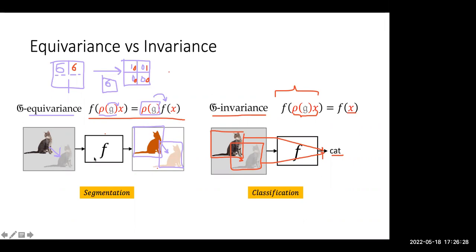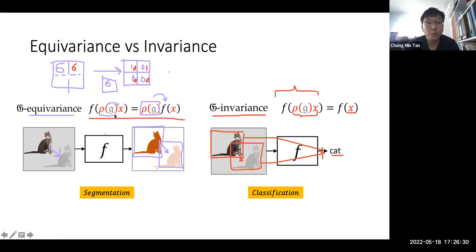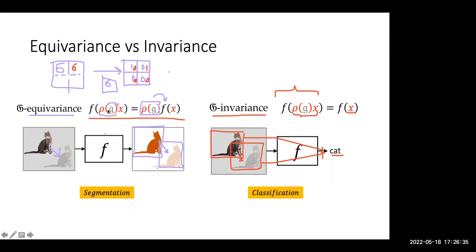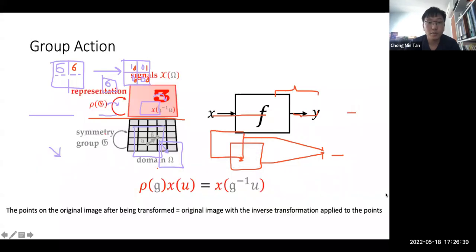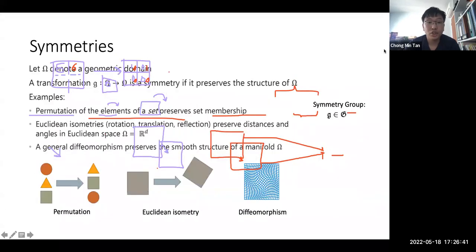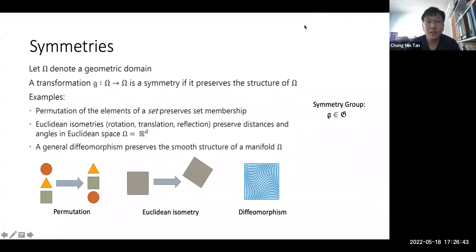What is rho and G here? Rho G is just a group transformation, a group symmetric transformation. So you can apply... What's G? Sorry, G is what we saw earlier. G is this transformation. So rho G is basically saying it is a transformation that is in this symmetry group.